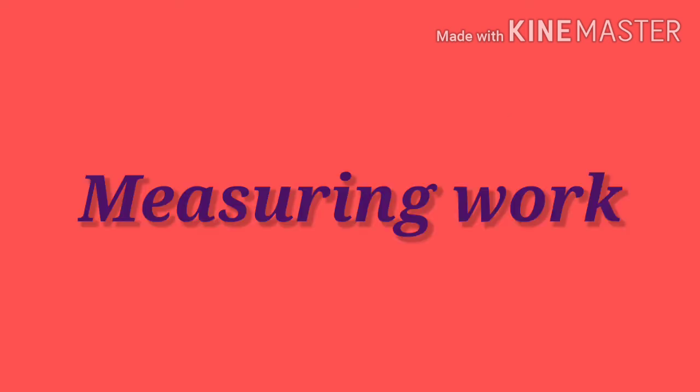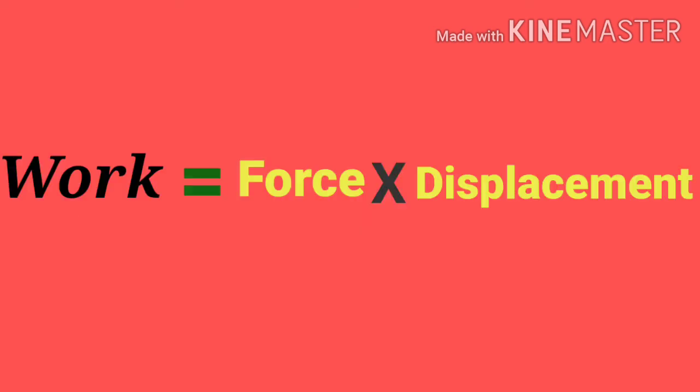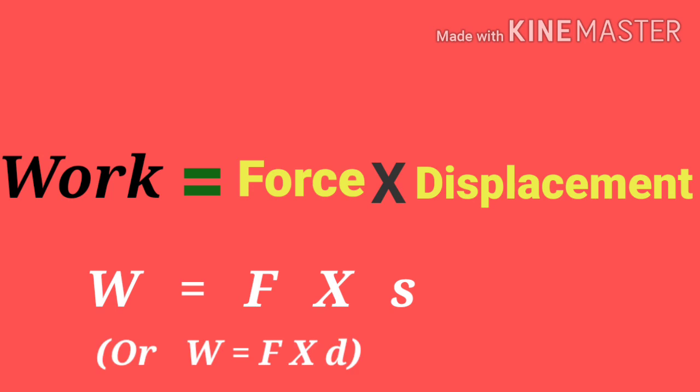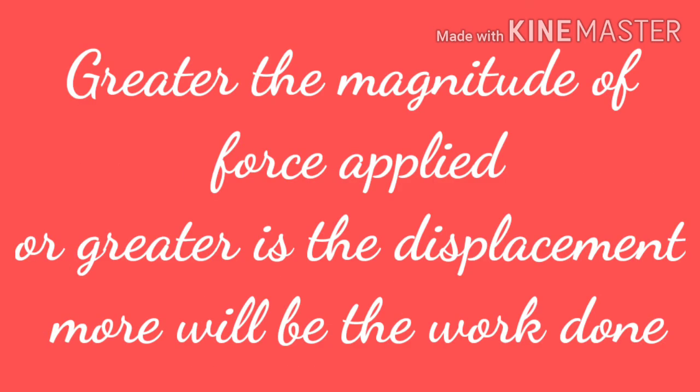The next is measuring work. How can you measure work? Work can be defined as the product of force and displacement in the direction of the force. Means work is equal to force multiplied by displacement, or you can say W is equal to F into S. So the greater the magnitude of the force applied, the more is the work done, and the greater the displacement, the more is work done. So work is directly proportional to force and displacement.